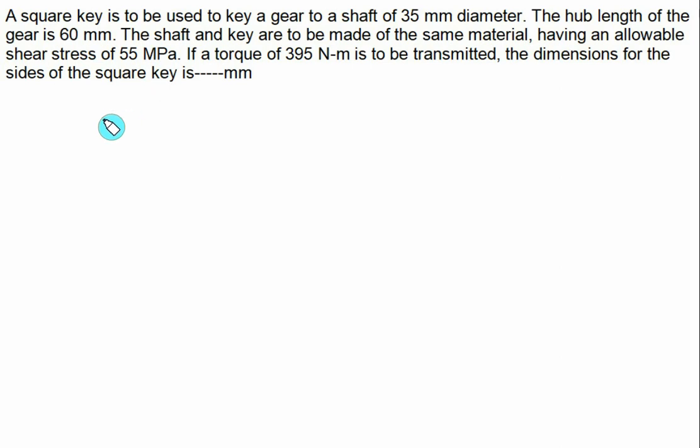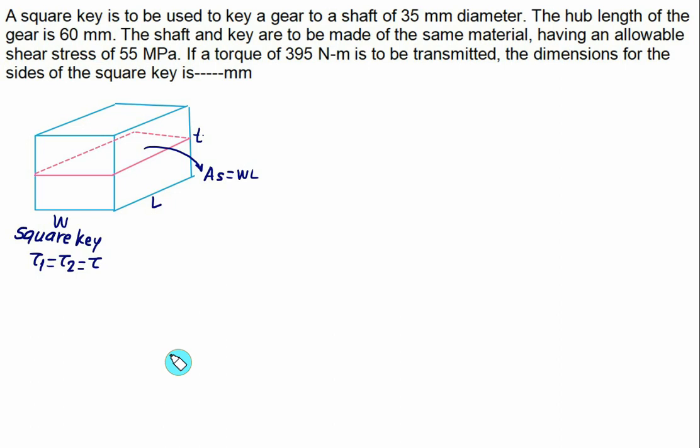Since we have a square key, width and thickness are the same. So again, we have a model of a square key and we have the same material for shaft and key. So tau 1 is equal to tau 2 is equal to tau, given as 55 megapascal. And we have diameter D equal to 35 mm. The hub length L is equal to key length is equal to 60 mm. And the torque transmitted is 395 Newton meter.